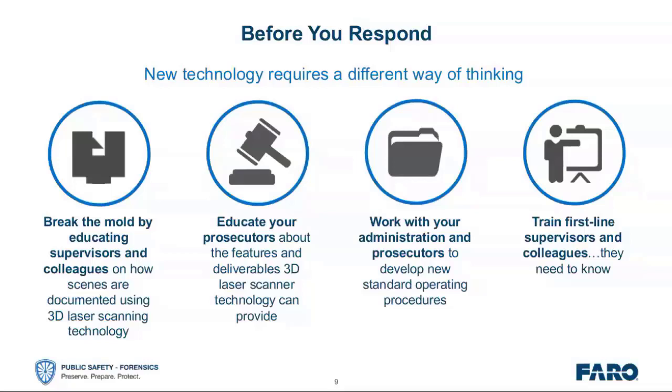Next up is work with your administration and prosecutors. There's a fine line between bullet 2 and bullet 3, but I say work with, meaning that there are some other things that need to be done here, and below that in my small type it says develop new standard operating procedures. What I am seeing throughout my travels is that the technology is way ahead of the standard operating procedures that are being used by police departments.